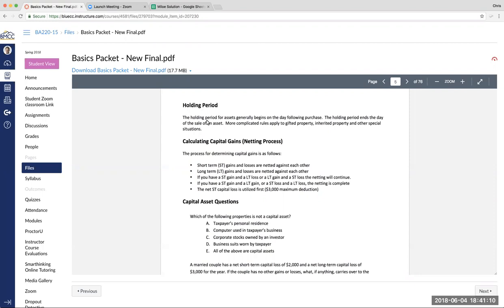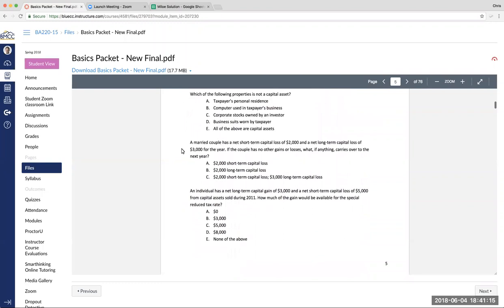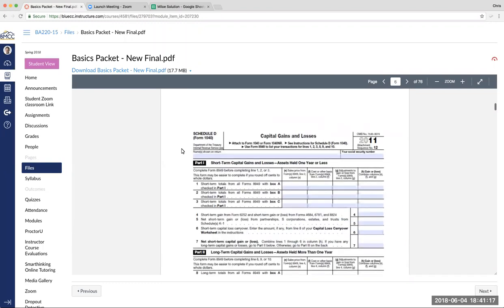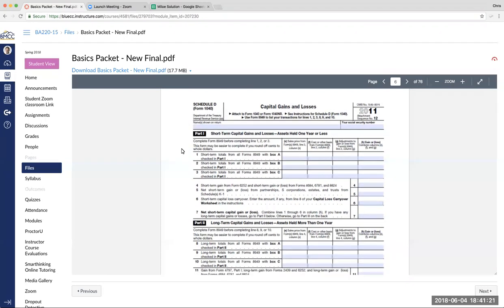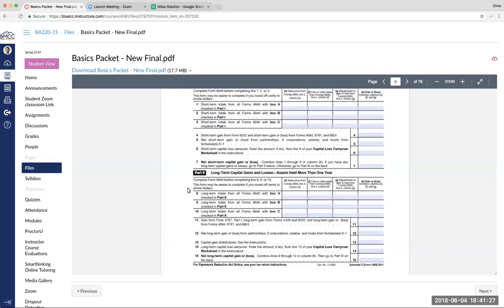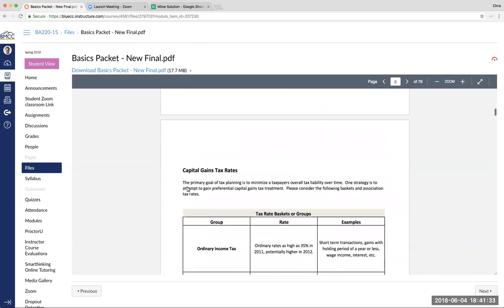So that's just very briefly the netting process. Here's the Schedule D where we report these things. And really what the Schedule D is, it's doing this for us. It's having us put our short-term stuff up here. It's having us put our long-term stuff down here. And then it takes us through the netting process. And I won't talk you through that.